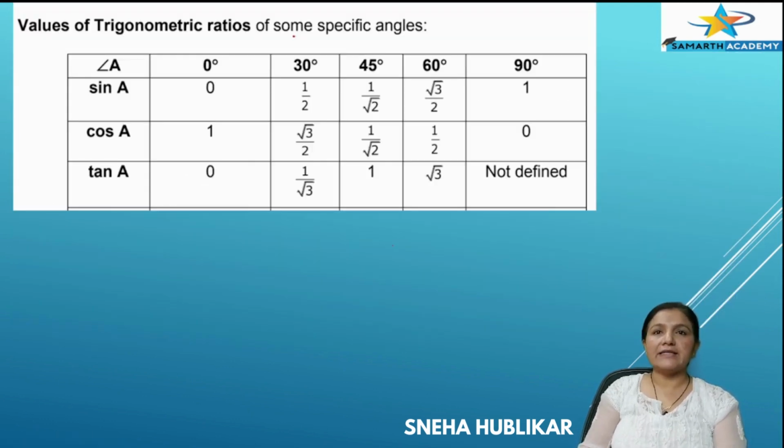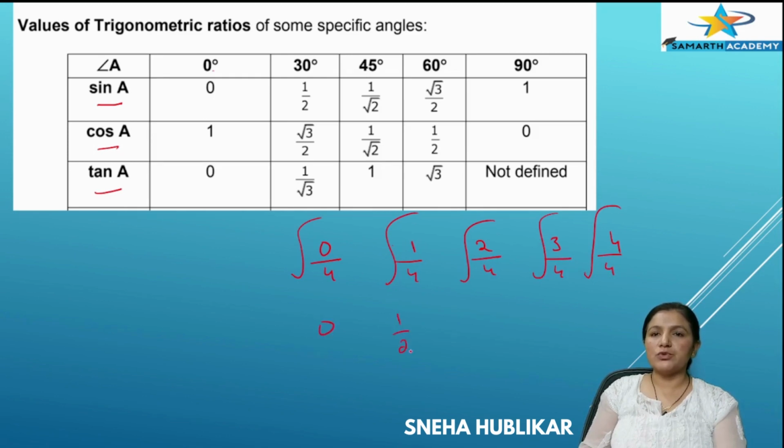The specific angles 0, 30, 45, 60, 90 degrees, you should remember for the ratios sine, cos and tan. To remember this, it's very easy. You have a short trick: write 0, 1, 2, 3, 4. Divide all of them by 4 and take root. So you will get 0 by 4, that is 0, 1 by 2, 1 by root 2, root 3 by 2 and 1. These are the values of sine. And if you want to go for cos, go in reverse order. And tan is sine by cos.